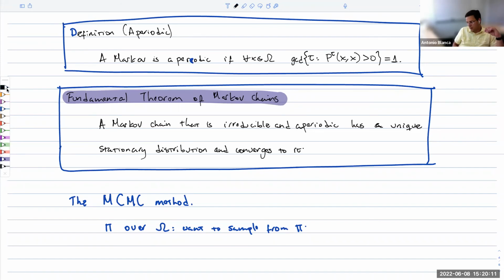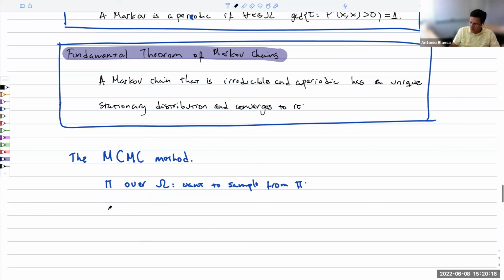So how can you do it now using a Markov chain? The general strategy here is going to be, first, we're going to design a Markov chain on omega, and that has, so let's call it, the Markov chain is going to be irreducible and aperiodic.